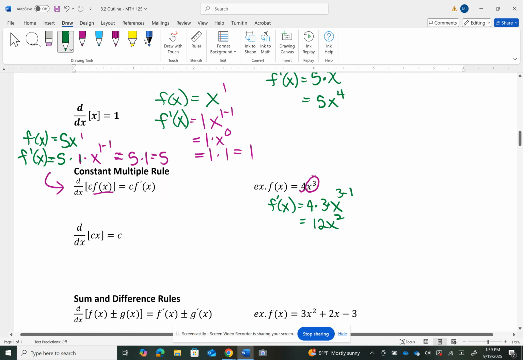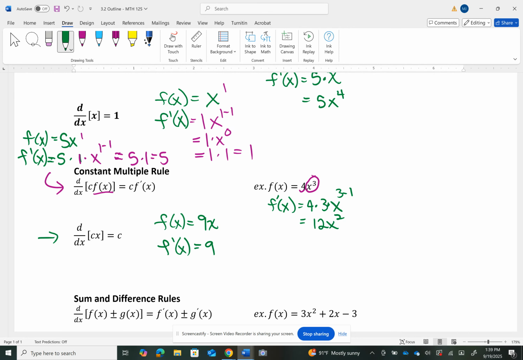All right, and then here's that issue. If you have a constant times x, so if f of x equals any constant times just x, the derivative of that, this rule right here is a special case of the constant multiple rule, is telling you that the derivative is 9. Easy way to understand that is because y equals 9x is a line with a slope of 9, and the derivative is supposed to be slope, and so that's why that turns out to be 9. Okay, so if it's just a constant times x to the first power, the derivative is whatever that constant is.